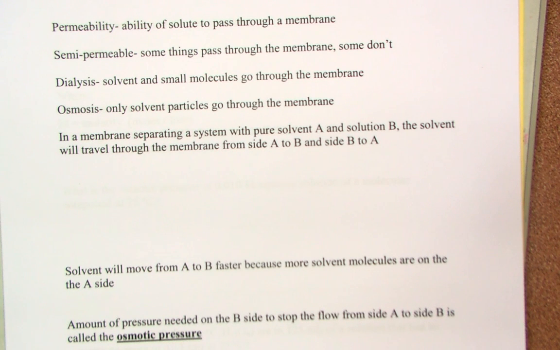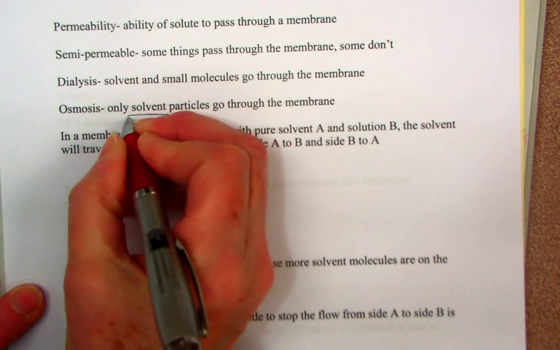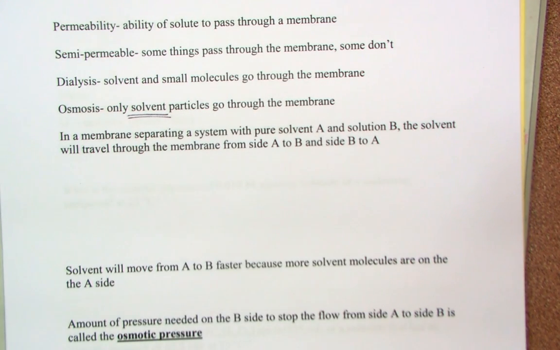We then talk about dialysis, and most students nowadays are familiar with this because you know of kidney dialysis as a medical procedure. You hear about that in everyday life. That's where the solvent and the solute molecules go through the membrane, but only the small ones. And then osmosis is the thing that we're going to talk about. And in osmosis, only the solvent particles go through. So the solute does not go through. So that's the vocabulary. I'm going to stop here.